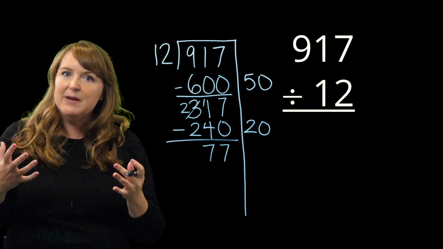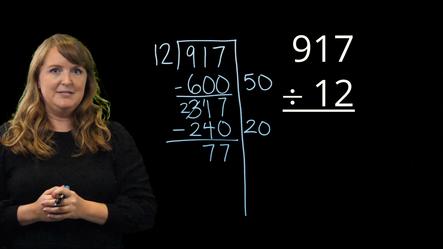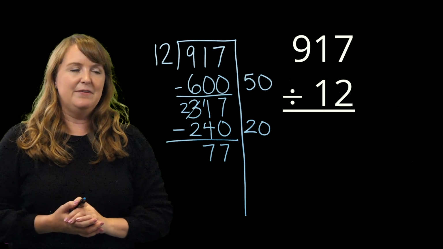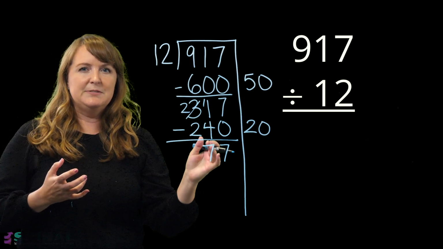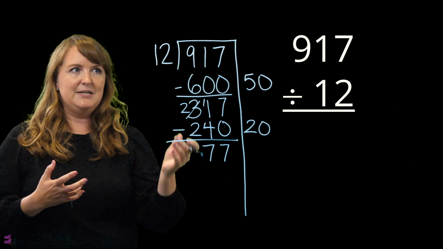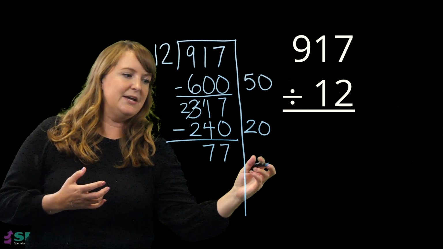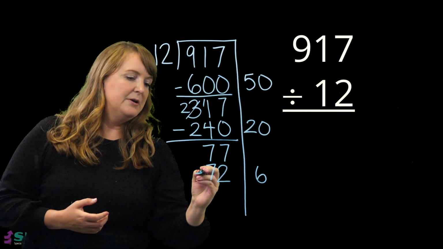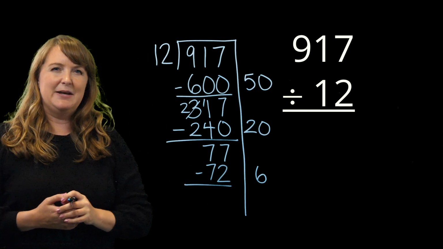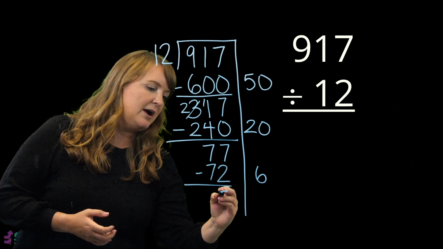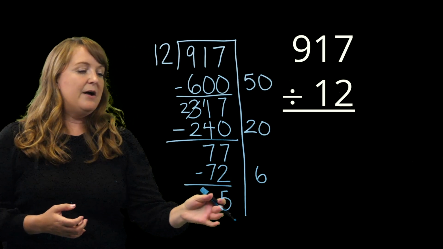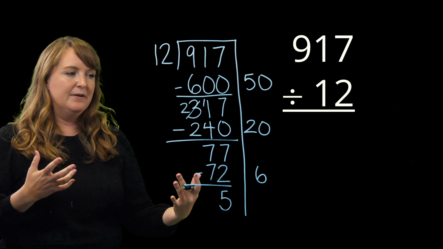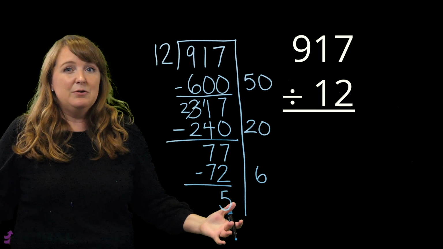I can still make groups of 12 if I have 77. So how many groups of 12 can I make if I have 77? Well, I know 12 times 5 is 60. 12 times 6 would be 72. That's really close. Wow. So now I'll subtract 77 minus 72, and here I have 5. Now I ask myself, how many groups of 12 can I make if I have 5? Well, I can't make another complete group of 12.